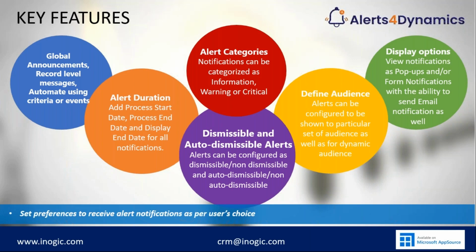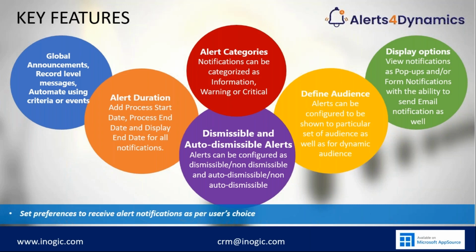Currently there are 4 different types of alerts in Alerts4Dynamics. First is the global based alert, which can also be called an information based alert or an announcement based alert. The other is the record based alert, like if you want to send an alert specifically to a particular record, that is also possible using our Alerts4Dynamics solution. And also there is a condition based alert, called a rule based alert. Based on the specific condition that you set, those alerts will be created and notified to the users. And an event based alert. All of these alerts I will be showing you in depth in the live demonstration.